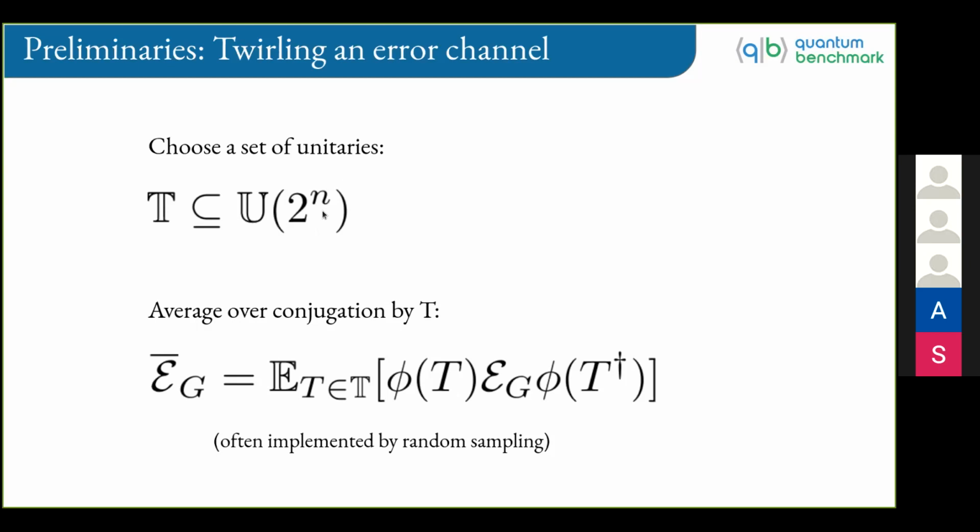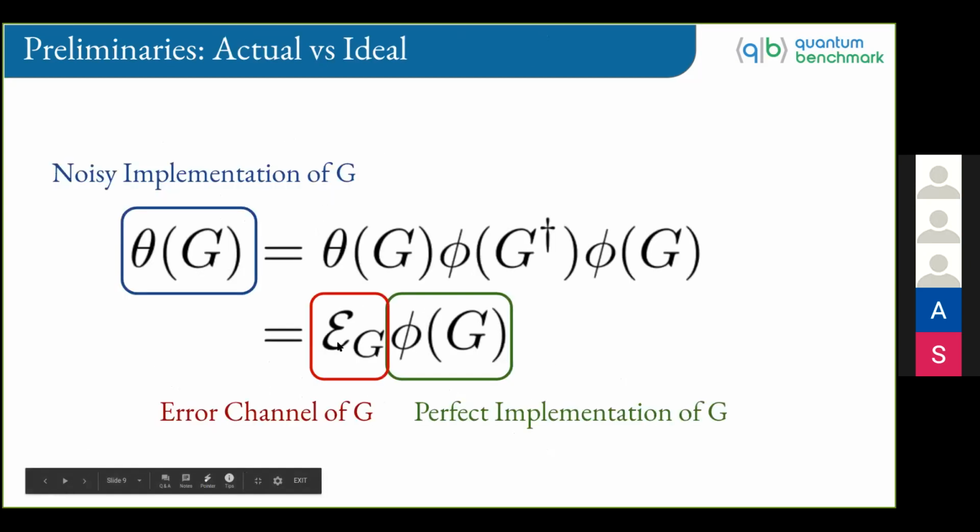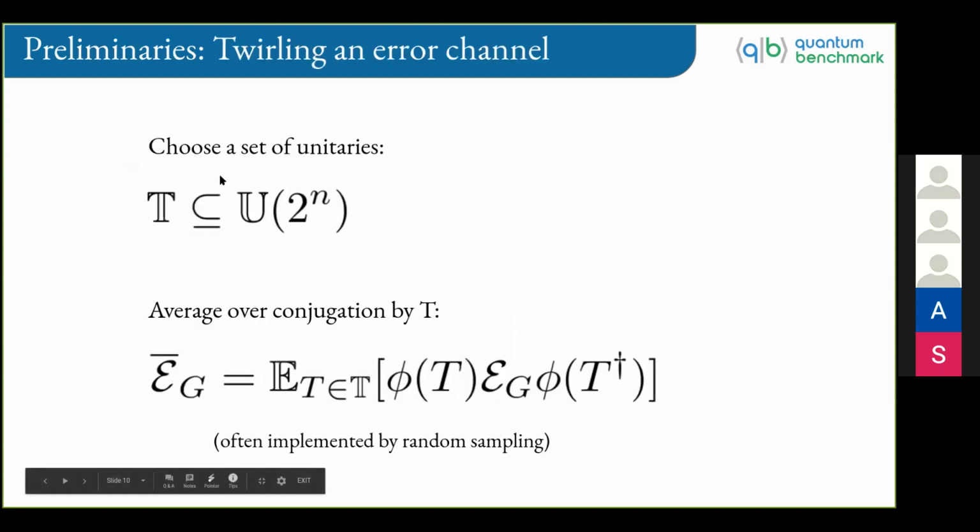So now I'm going to get into twirling. If I just go back a bit. So this epsilon G, right, is this Pauli transfer matrix, which is 4 to the n by 4 to the n. It's huge. And what we can do is we can make it slightly more tractable by doing a process called twirling. So we can pick a finite set of unitaries called T. So T is just a set of operations, perfect operations. And we can define a new quantum process, which is averaged by conjugations of those things.